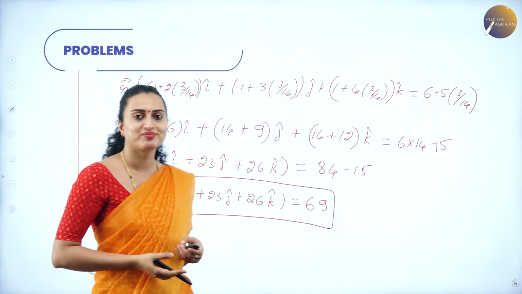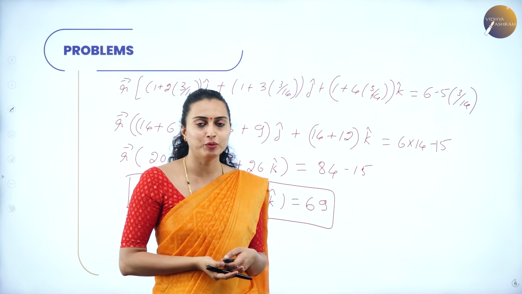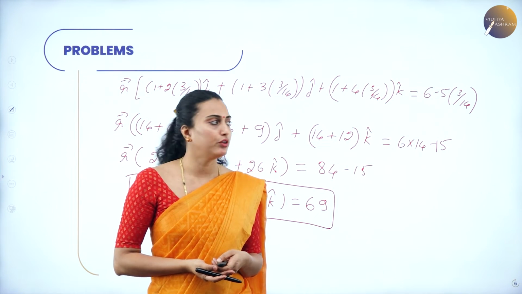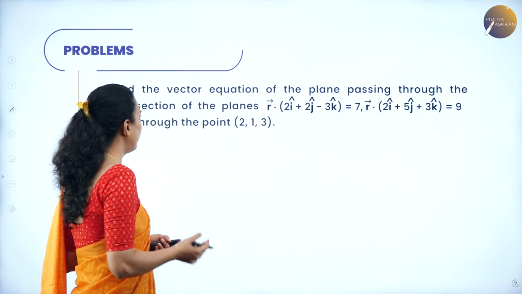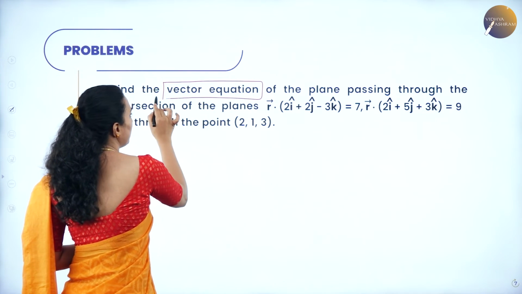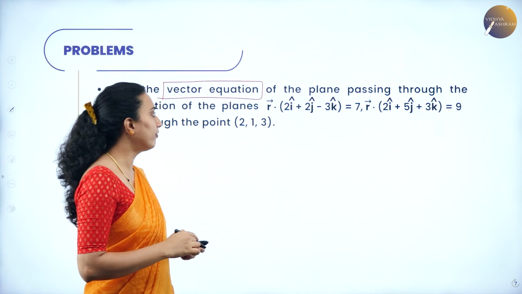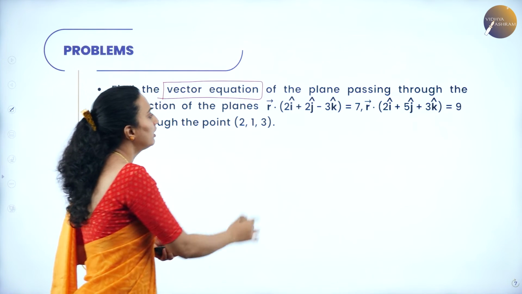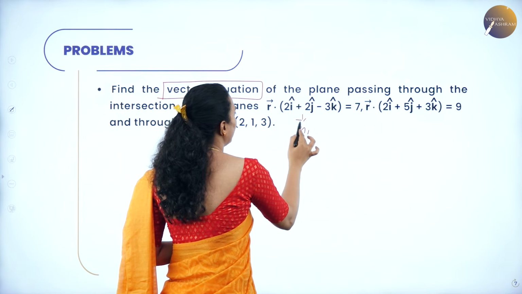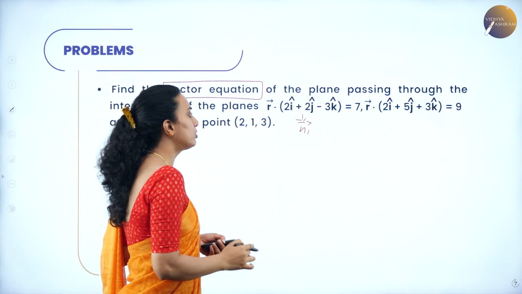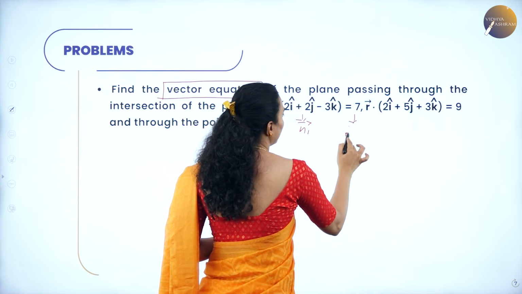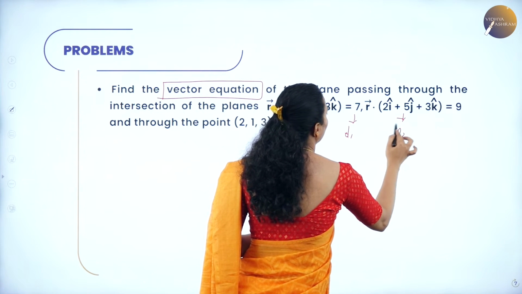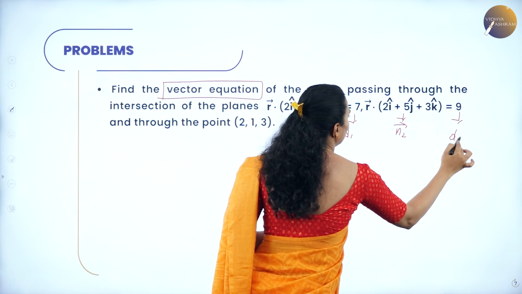That's it. I hope you got how to solve this one. Now, we will be moving on to the next problem. What they have asked: find the vector equation, same procedure as before, of the plane passing through the intersection of the planes R vector dot N1 vector is equal to 7, the value which is D1, and R dot N2 vector is equal to D2.